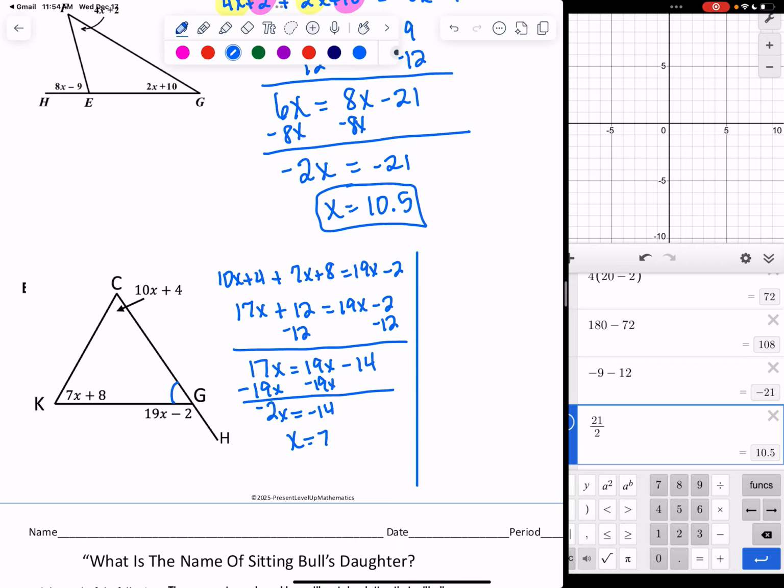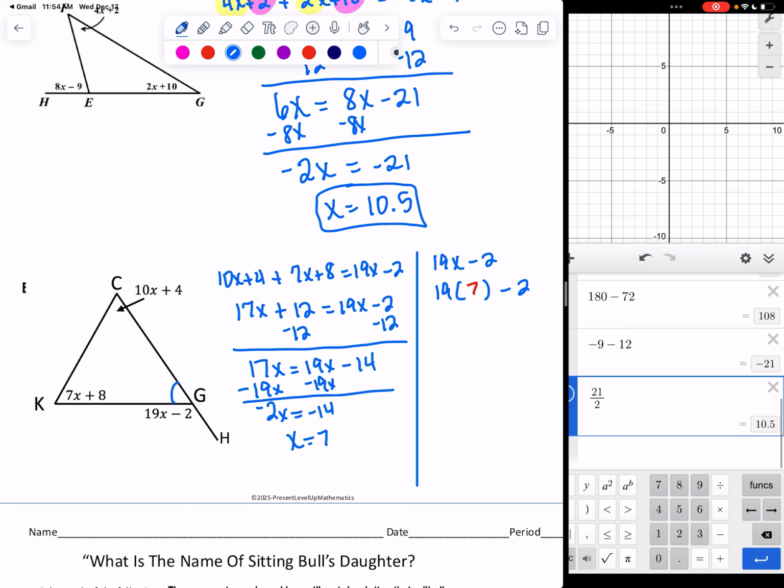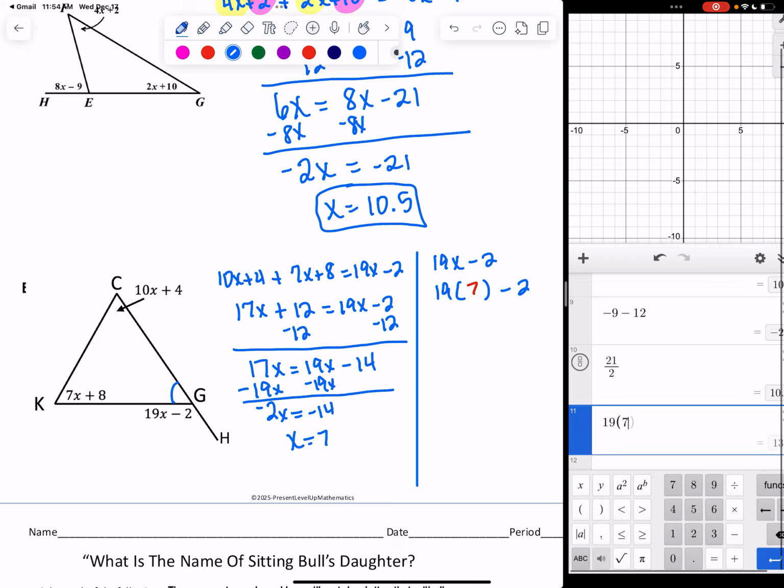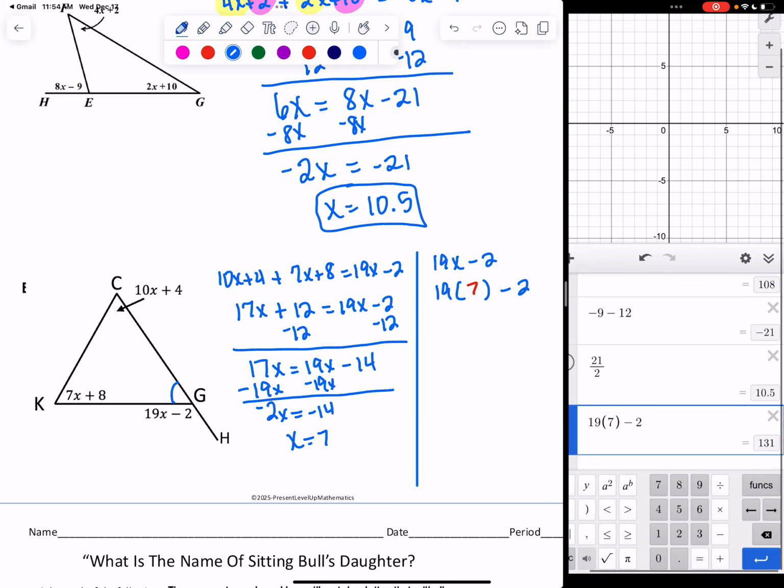Okay. Now, right now, I don't have an expression for angle G, but I do know that the exterior angle is 19x minus 2. So if I were to take the value of x and plug that in, let's plug in a 7 right here. Let's calculate that. 19 parentheses 7 minus 2. And that gives me 131. So I know this angle is 131 degrees.